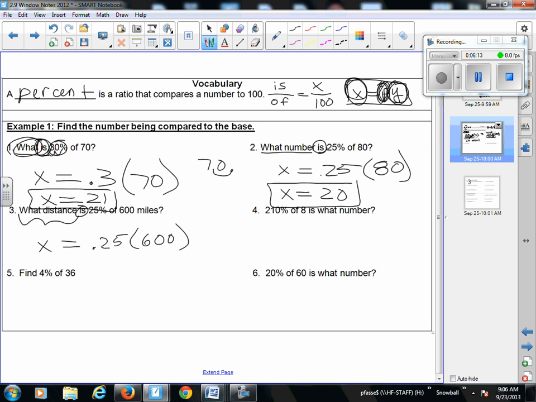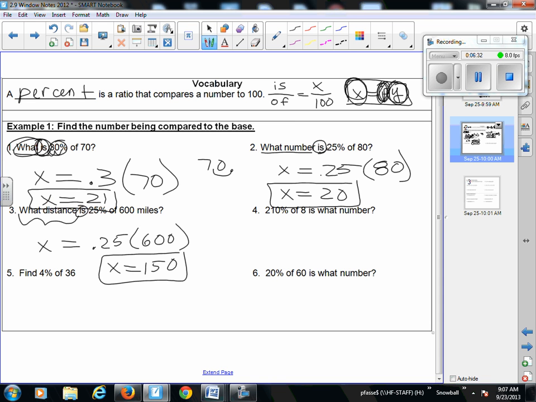Well, an easy way to do 1/4 is to divide the number in half. That will give you half of it. And then if you divide a half in half, that gives you 1/4 of it. So what we're doing is we're taking 600 divided in half, which would give us 300, and then take 300 and divide it in half, which gives us 150.